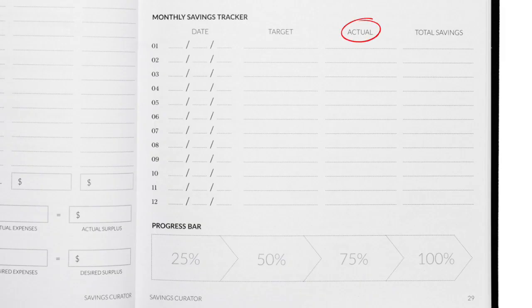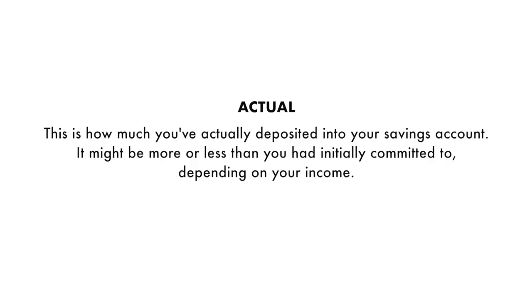The actual column refers to how much you've actually deposited into your savings account. It might be more or less than you had initially committed to, depending on your monthly income.